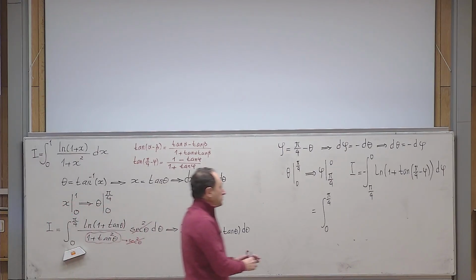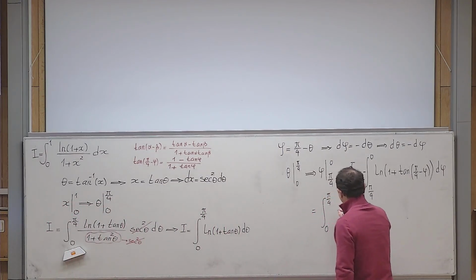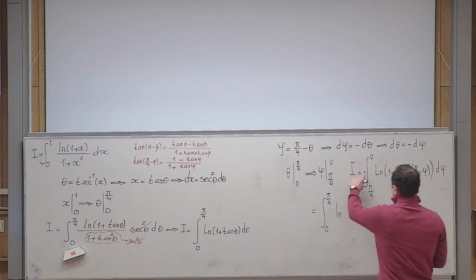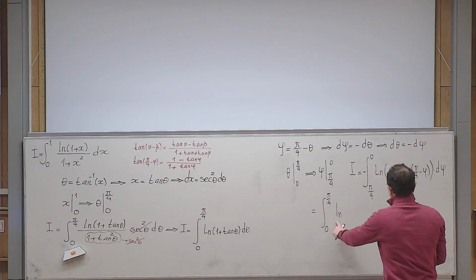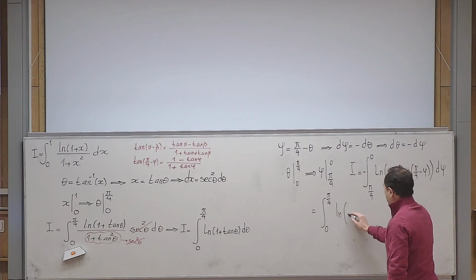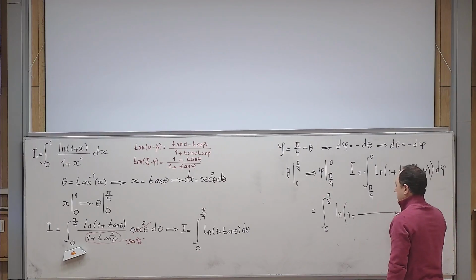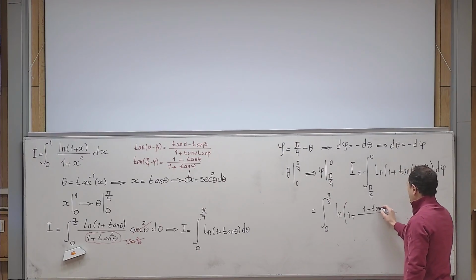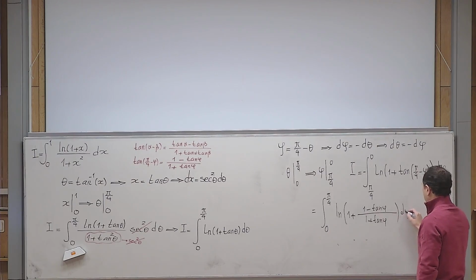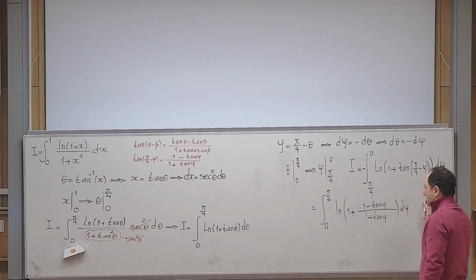So this becomes equal to ln. So I use this minus sign to swap them. ln, I will write this one, but instead of this expression, I write that fraction up there. So 1 minus tan phi divided by 1 plus tan phi, and then d phi. Now you see something very interesting happens here.